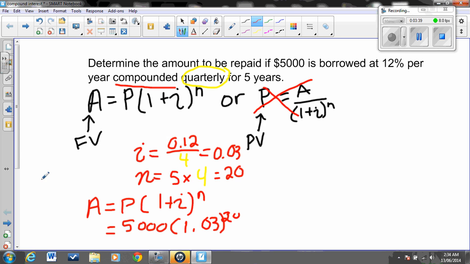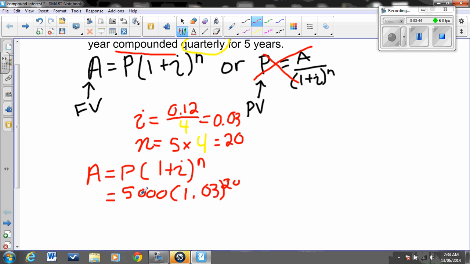So we can type that into our calculator now. We want to make sure to properly use brackets and also to properly use our exponent button on our calculator. And when we type that in, we are going to get a final answer of $9,030.56 when we round to 2 decimal places. We want to round our answer to 2 decimal places because we're talking about money, so that would be the cents column.